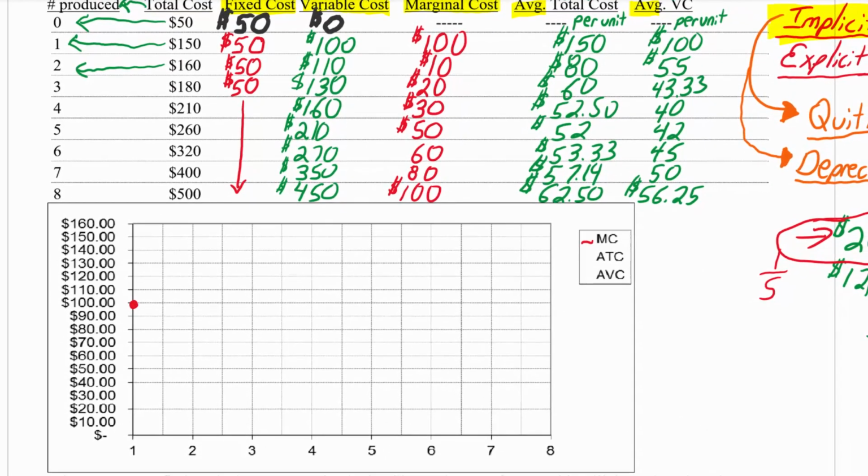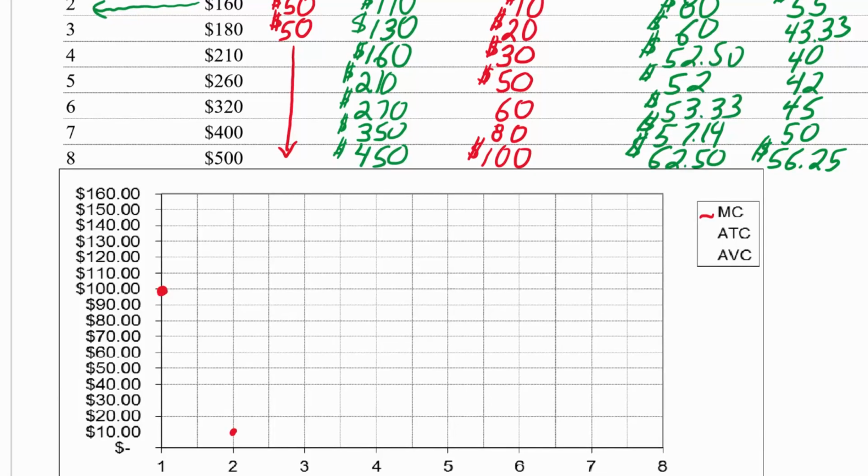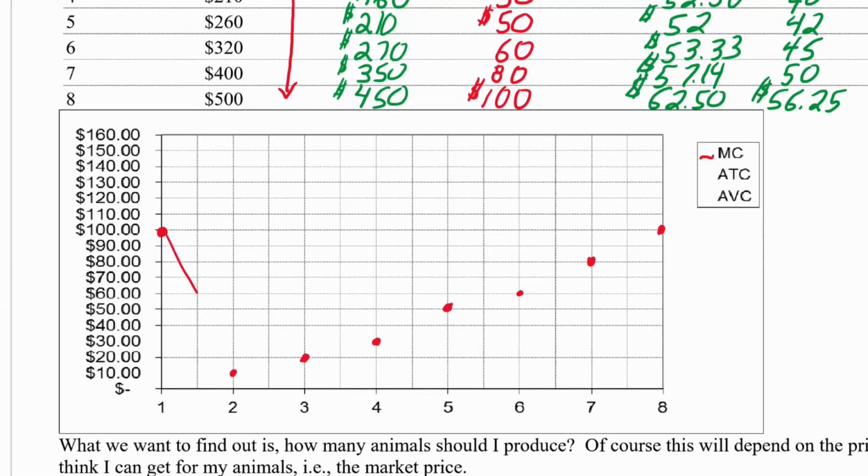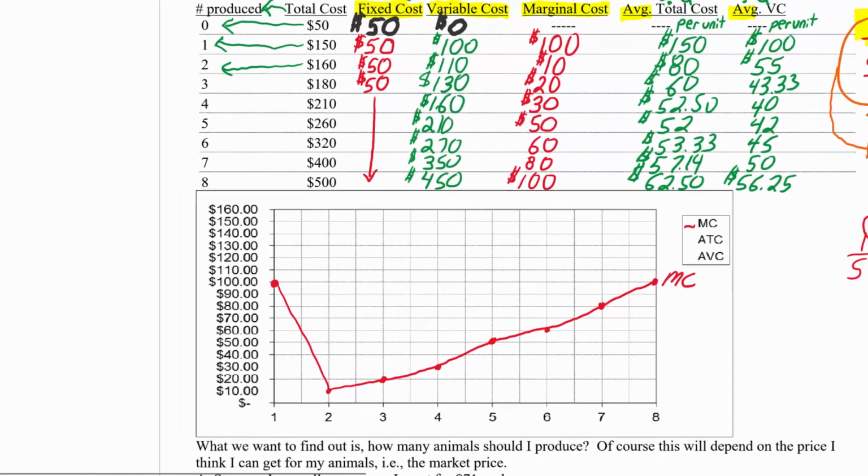So 100, so 10, 20, 30, 50, $60 for the 6th unit. It costs $80 for the 7th unit, and it costs $100 to produce the 8th unit. And we just connect all those together. Marginal cost. So let's just keep track of how much each additional unit costs as we produce it.